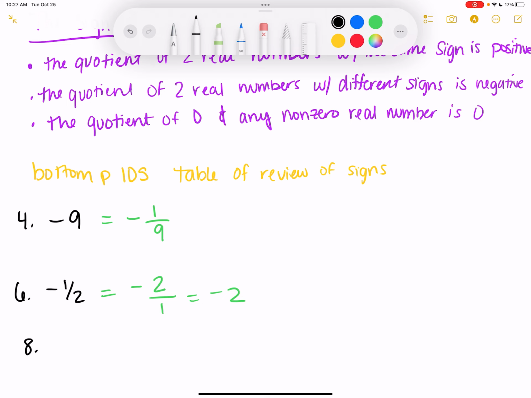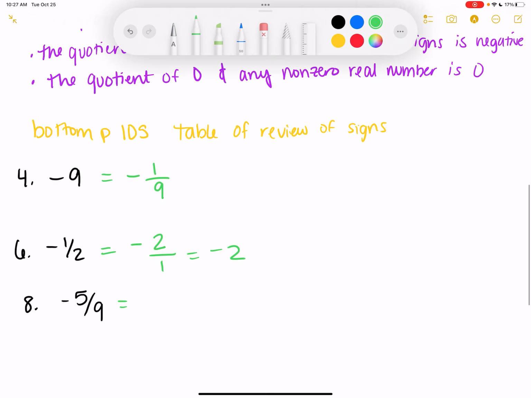Number 8, -5 over 9. What would the multiplicative inverse of that one be? Yep. -9 over 5.